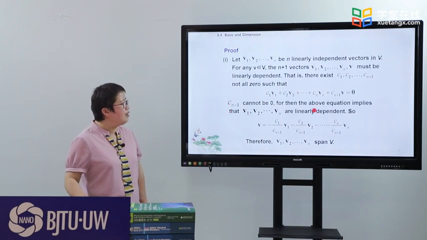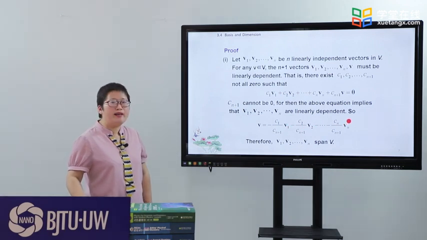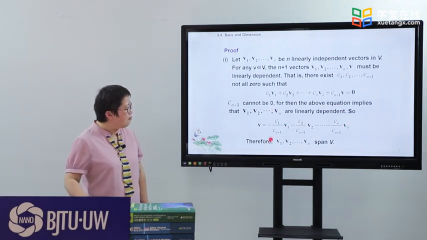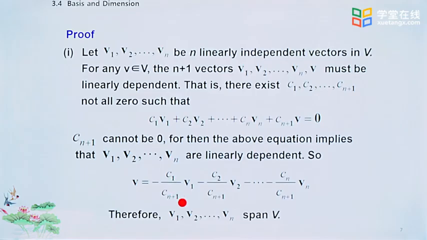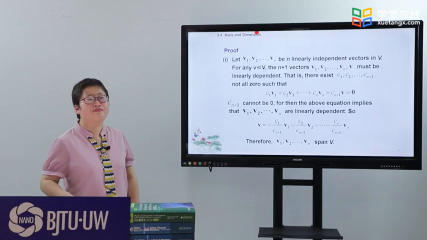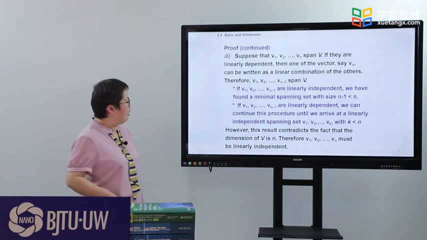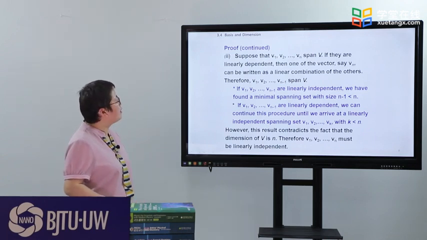If it's not 0, then we can write V as a linear combination of V1, V2 till Vn in this form. So V can be written as minus C1 divided by Cn+1 times V1, minus C2 divided by Cn+1 times V2, and so on till minus Cn divided by Cn+1 times Vn. Therefore, V1, V2 till Vn span the whole space, because this V is arbitrarily chosen from V. Okay, and now we show the second statement.